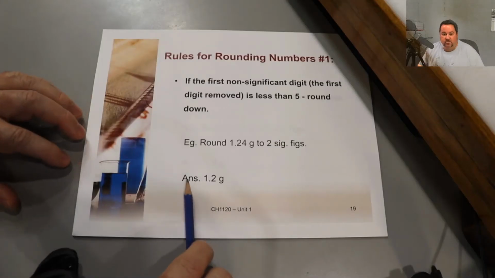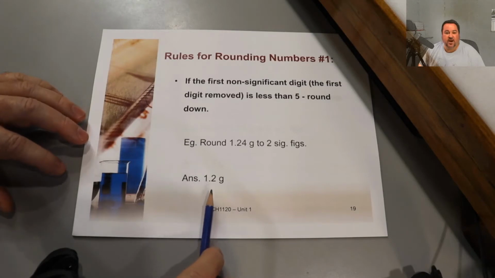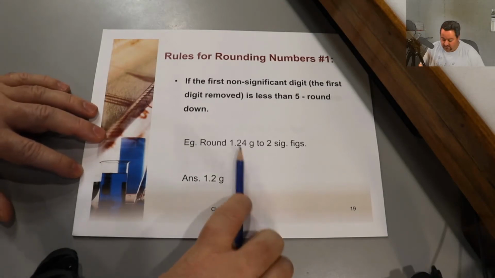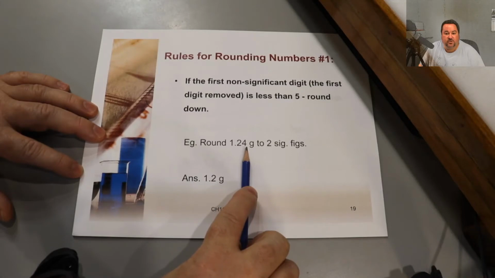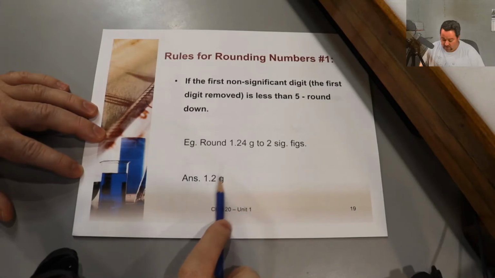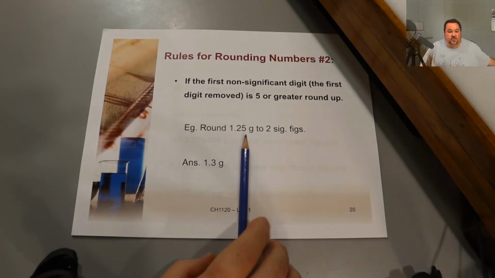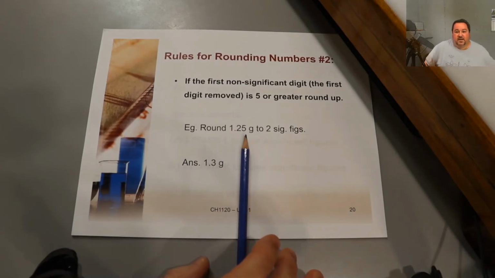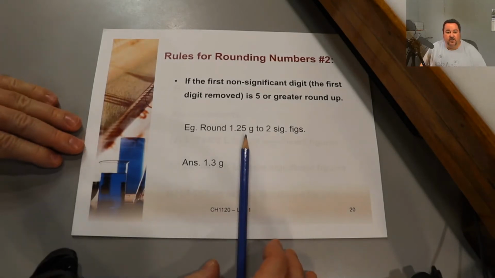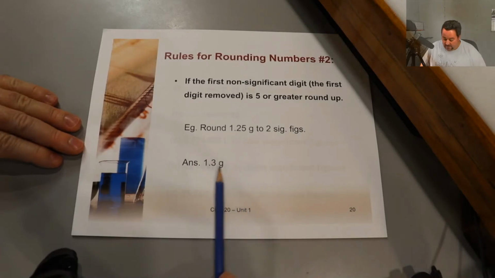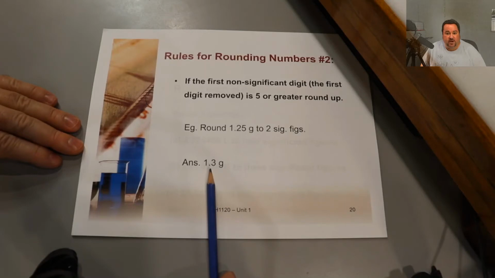When recording measurements, it's also necessary to round our results. If the first digit eliminated when you're rounding is 4 or less, we call that rounding down, but we just eliminate the digit that we're rounding off. If the first digit to be eliminated is 5 or greater, we call that rounding up, and we're increasing the last digit by 1. So this answer is being rounded up to 2 significant figures.